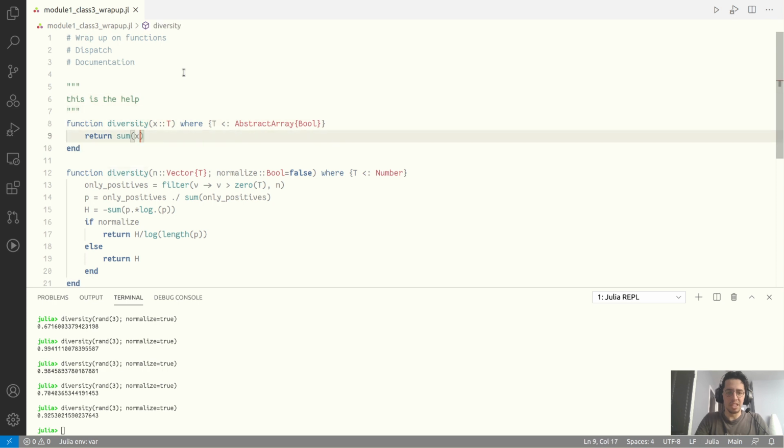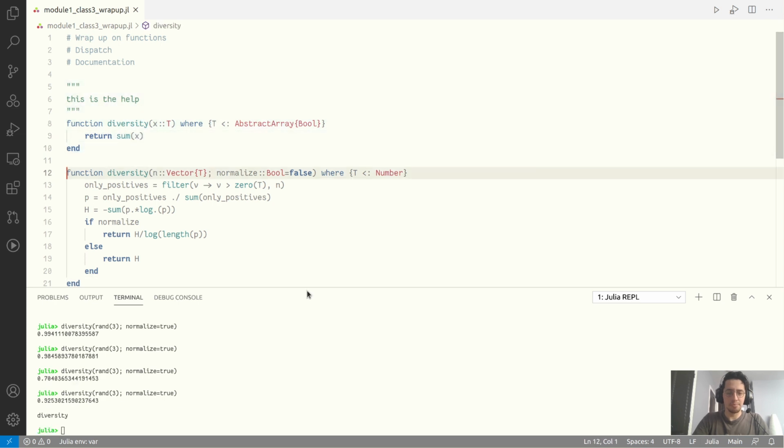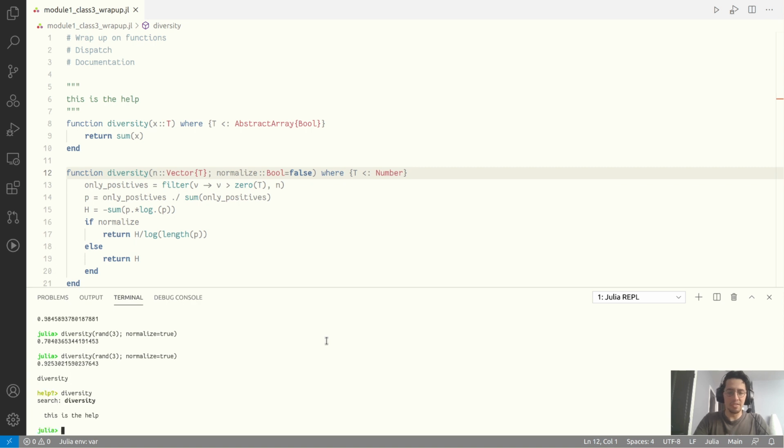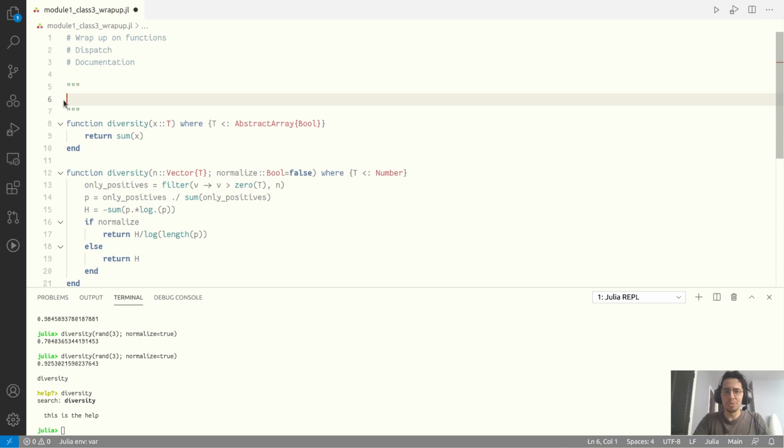If we run that and we do question mark diversity, we're going to see this little text pop up. This is the help. So of course it's extremely uninformative because that's not something that tells us what the function does or how to use it.